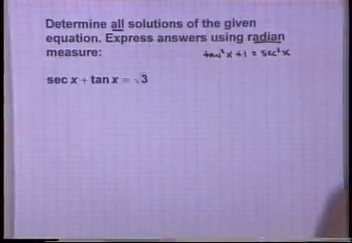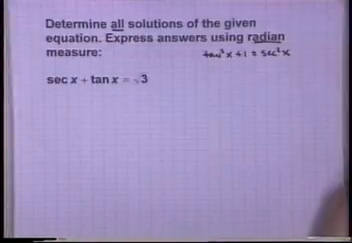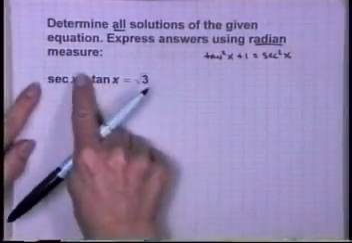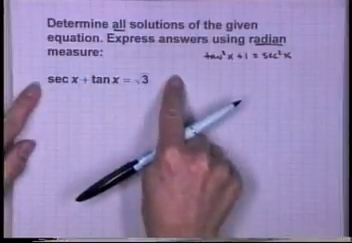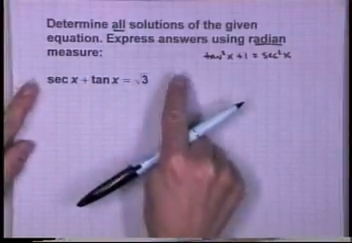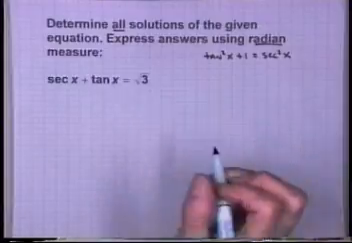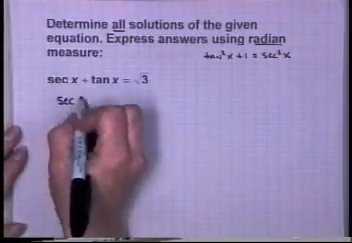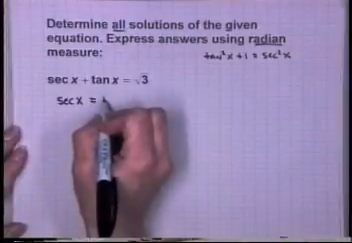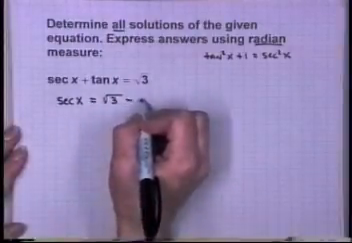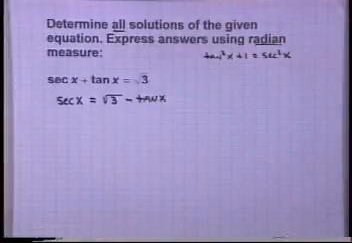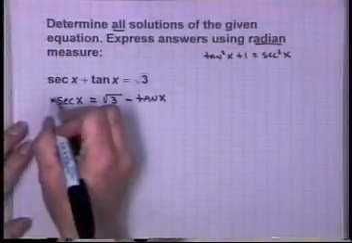and tangent squared, but I do want to caution you here. Before you square, I want you to separate your trig functions. Get one on one side by itself and one on the other. I think what I'm going to do here is, let's leave this secant over here, and we're going to subtract the tangent of x from this square root 3. So I'm going to write this as secant x equals square root 3 minus tangent x. Now, we're going to square both sides.